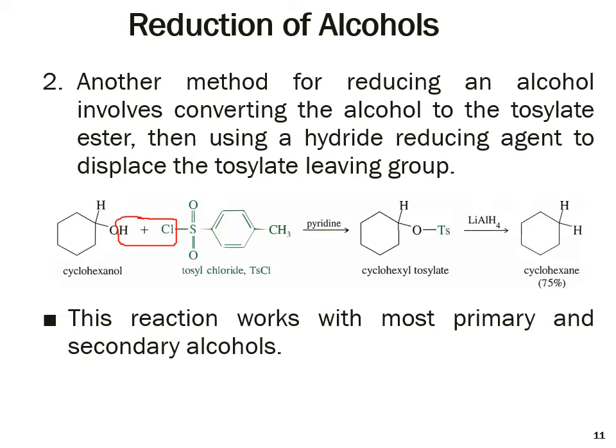So we can see in the cyclohexyl tosylate that the oxygen atom is from the alcohol. So if you use a powerful reducing agent like lithium aluminum hydride here, that will be converted to an alkane through an SN2 reaction. We'll look at the mechanism of this reaction in the next slides. So at the end, you have got cyclohexane from cyclohexanol.